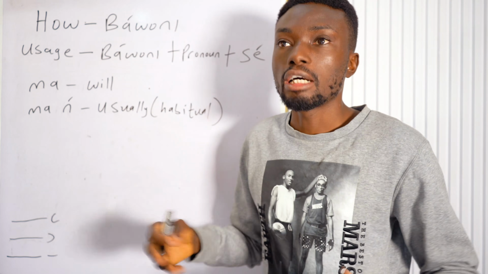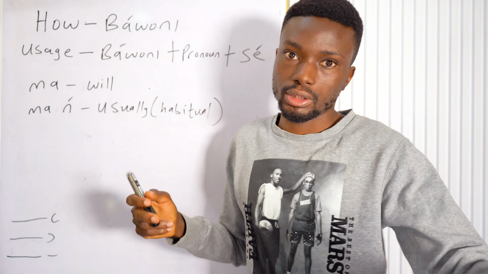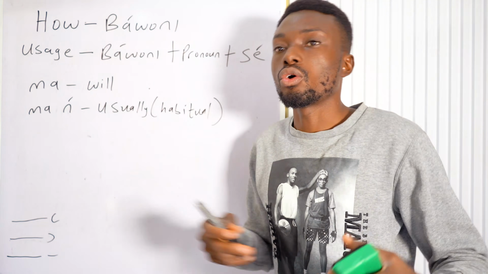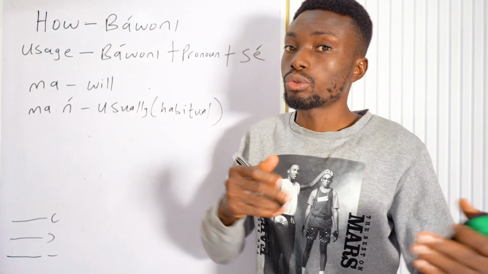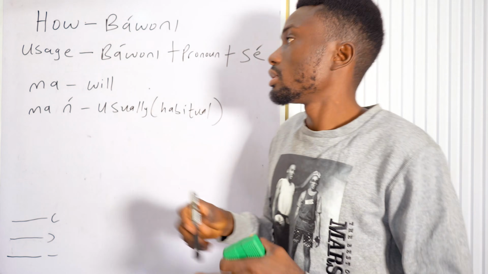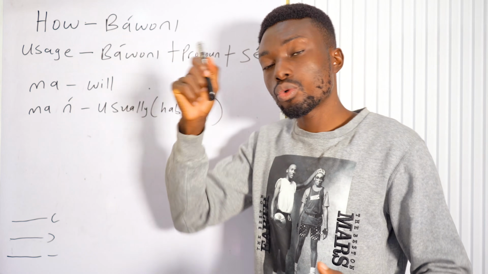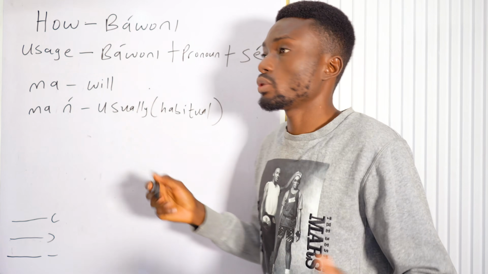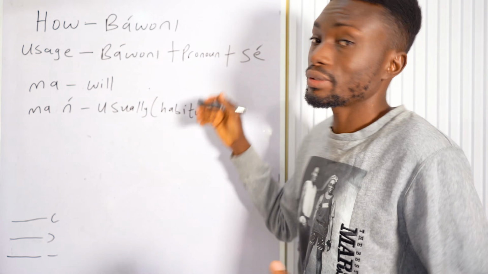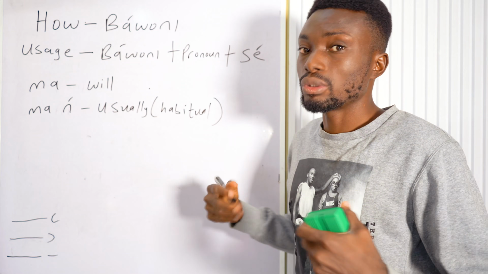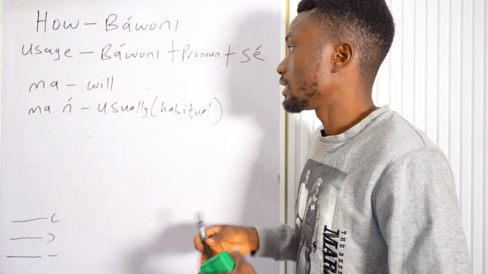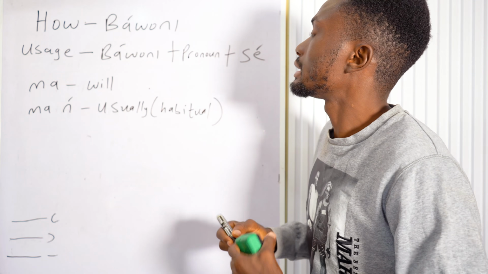How did they. Báwo ni ó ṣe. How did he, or báwo ni ó ṣe. How did she, or báwo ni ó ṣe. How did it. Yoruba does not have gender. Ó is he, she, or it in Yoruba. So báwo ni ó ṣe. How did he. Báwo ni mo ṣe. How did I. Báwo ni wọ́n ṣe. How did they.